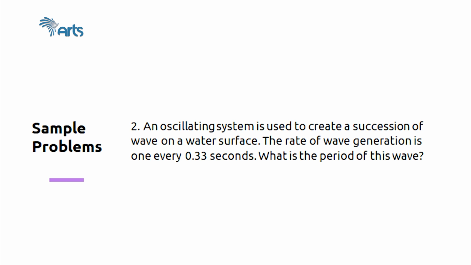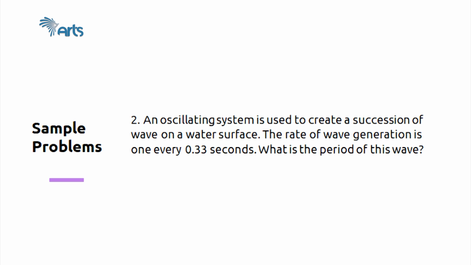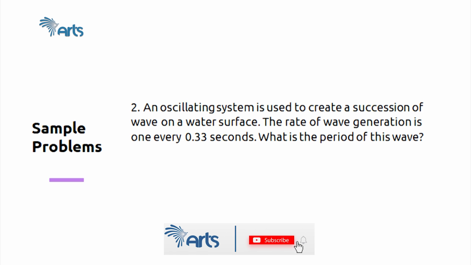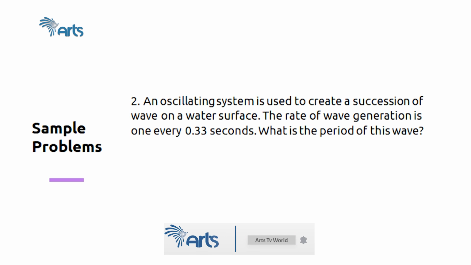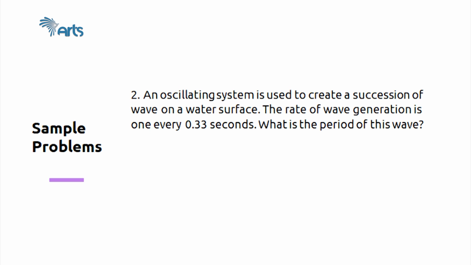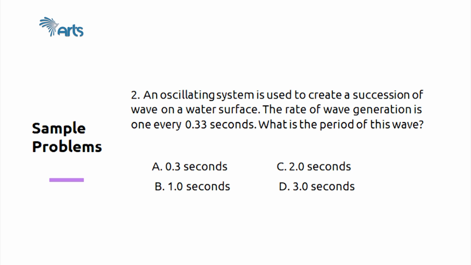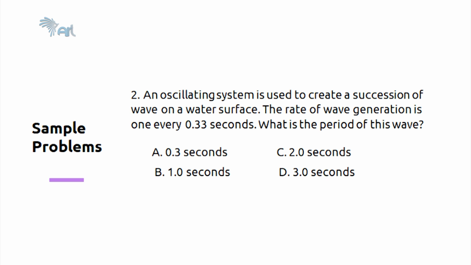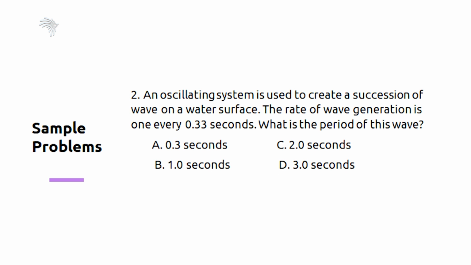Number 2. An oscillating system is used to create a succession of waves on a water surface. The rate of the wave generation is 1 every 0.33 seconds. So what is the period of this wave? A. 0.3 seconds, B. 10 seconds, C. 2 seconds, and D. 3 seconds.